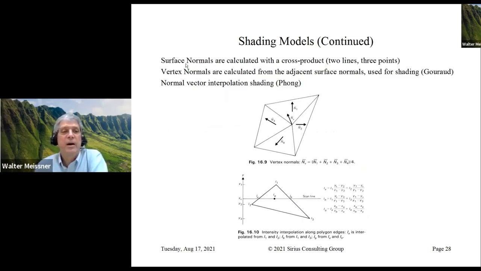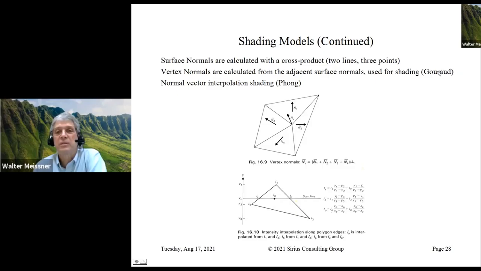So one thing about these shading models is, for every surface, a surface normal can be computed. You need two lines, three points and two lines. So here's four surfaces with each of their normals. The vertex normals are calculated from the adjacent surface normals, and they're used for shading in the Gouraud case. And so at this vertex, there's a vertex normal calculated, and it's really just the arithmetic sum average of the surrounding surface normals.